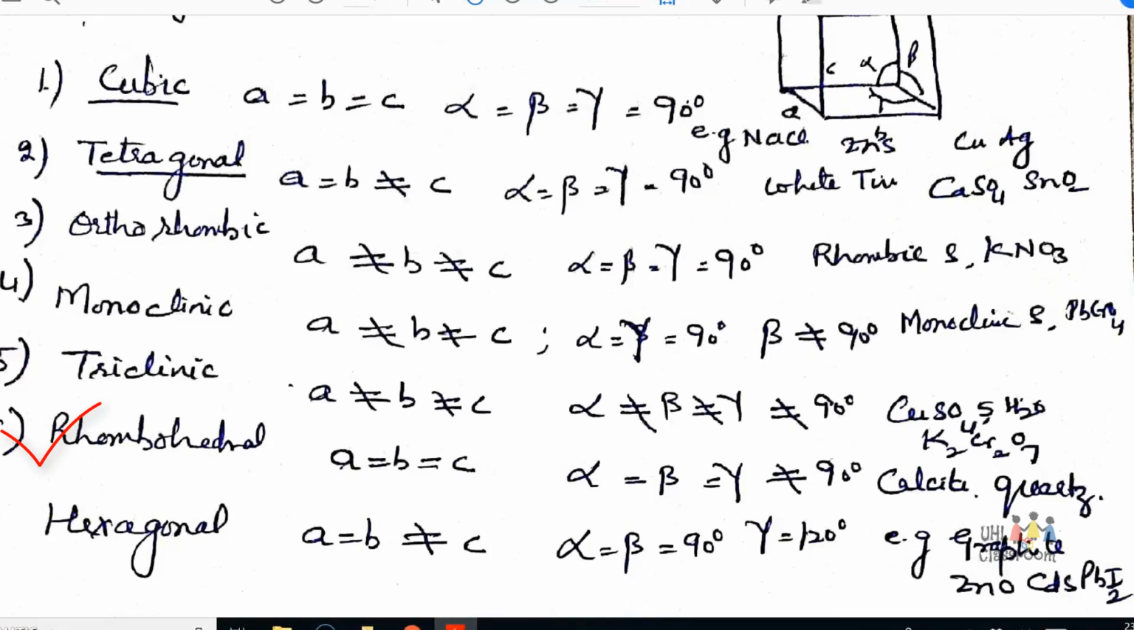Sixth is rhombohedral, in which all the three sides and all the three angles are equal but they are not of 90 degree. Example is quartz. And seventh is hexagonal, in which two sides a is equal to b but not equal to c. Two angles are equal, alpha and beta are of 90 degree but gamma is of 120 degree. Example is graphite, zinc oxide, cadmium sulfide and lead iodide.